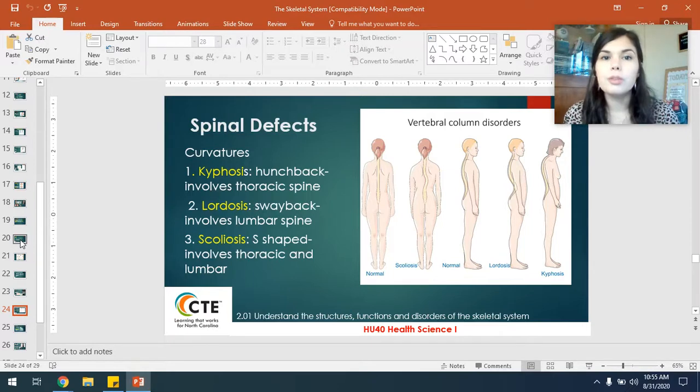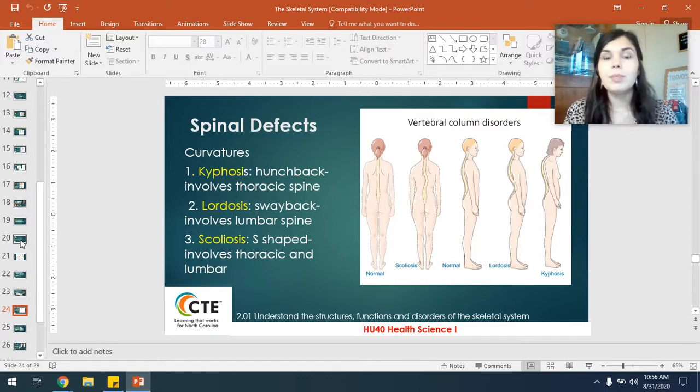Next, you have lordosis, and lordosis starts with an L, so you can remember that it involves your lower spine or lumbar spine. And lordosis is when it tends to curve inward. So you see here on the image, their lower back curves inward, and it makes them stand kind of funky like that. And then scoliosis is the last one, and scoliosis starts with an S, and it is the S-shaped syndrome, which involves both the thoracic and the lumbar spine, and it's when your spine is not straight, but more in a curved S shape, and people tend to stand off to one side, or they just stand kind of uneven.